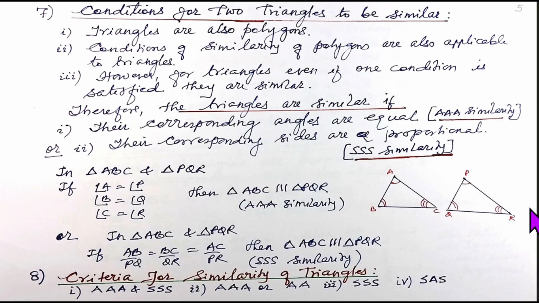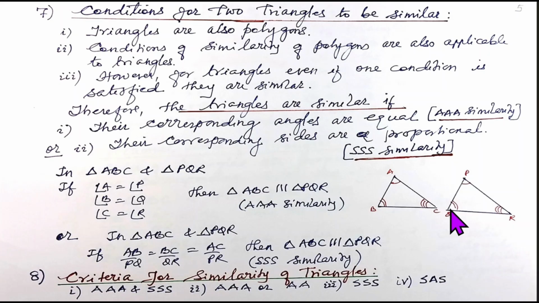Now, coming to the conditions for two triangles to be similar. Triangles are also polygons. Conditions of similarity of polygons are also applicable to triangles. However, for triangles, even if one of the conditions of polygons is satisfied, then triangles are similar. That means the triangles are similar if their corresponding angles are equal or their corresponding sides are proportional. One of the conditions has to be fulfilled for the two triangles to be similar.